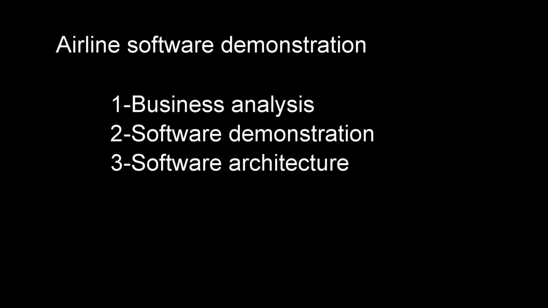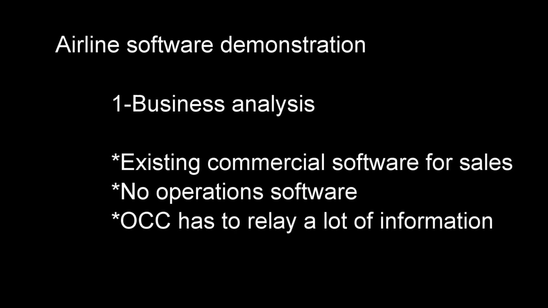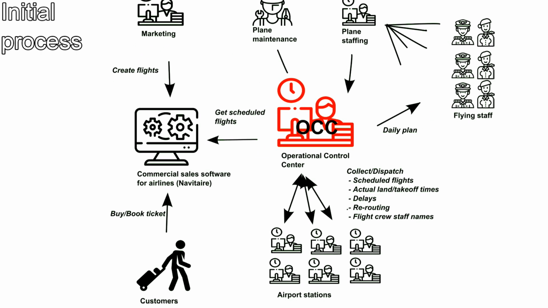Airline operation software. When I joined the company, the airline had a software for selling tickets called Navitaire. But the small airline didn't buy any of the famous operational softwares for airlines like Sabre, because they were too expensive. An office, the Operational Control Center, was centralizing and dispatching all information related to the flights. That office was using an Access database for some of the information, but many telephone calls and emails to the country's airports were needed. Let's look at the initial process.